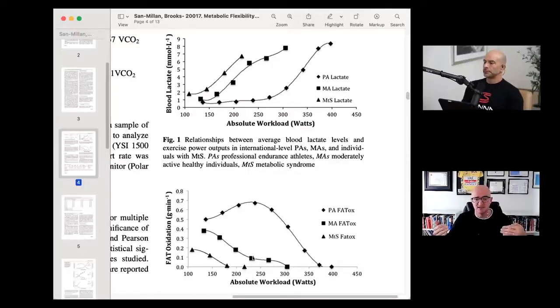Yeah. So this is why it would be very difficult. For example, at let's say 2.5 millimoles, you can have a metabolic syndrome patient exercising for a couple hours without a big deal. You try to do that with a professional athlete, and they're going to be hurting, right? And in fact, one of the things that I observe is, like, I use the 4 millimolar, which is kind of that gold standard, has been forever, like the lactate threshold, etc.